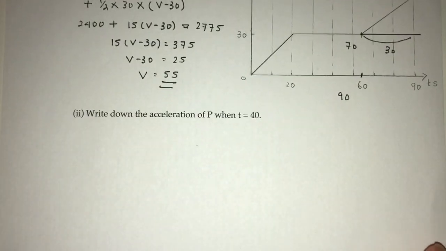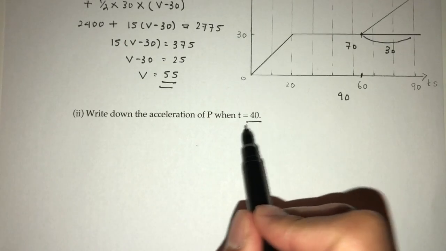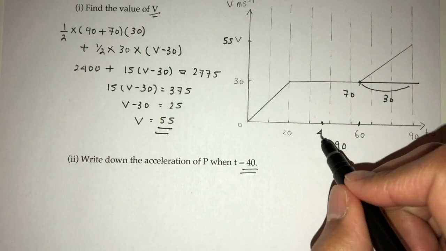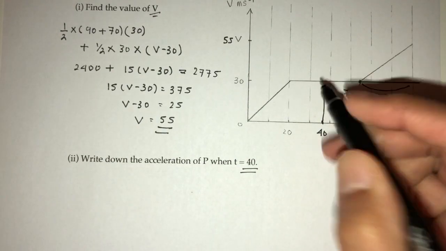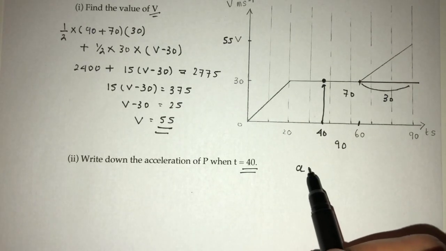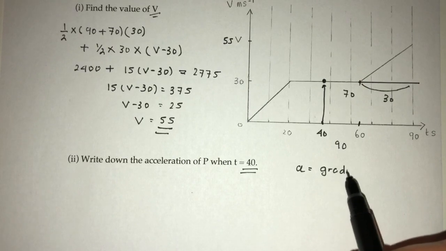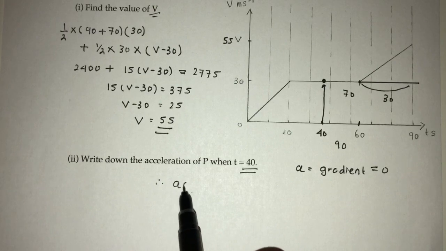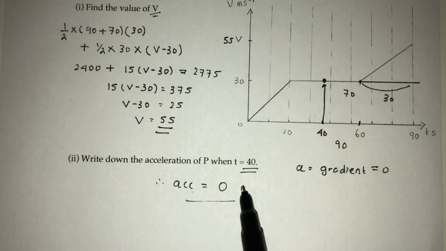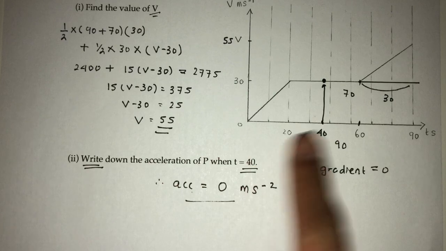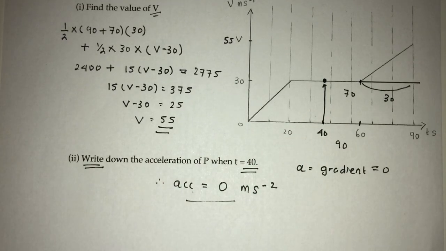Now for part B, it says write down the acceleration of P when time equal to 40. Time equal to 40 should be somewhere around here. As you can see, here the line is flat because we know that the acceleration is equal to the gradient. Because the gradient here is 0, it means that the acceleration has to be 0. And you can see here it says write down. Write down usually means you don't have to do any calculation. You can just write down the value directly. That's what it means.